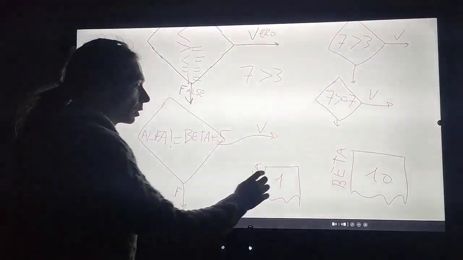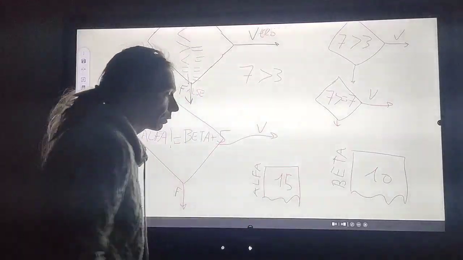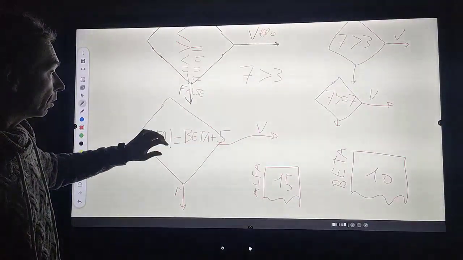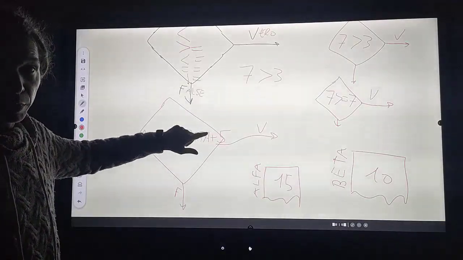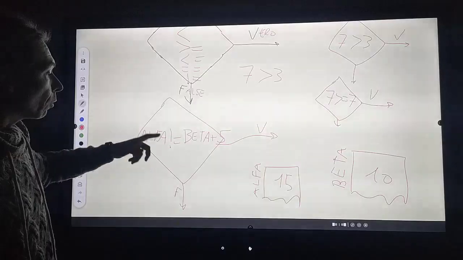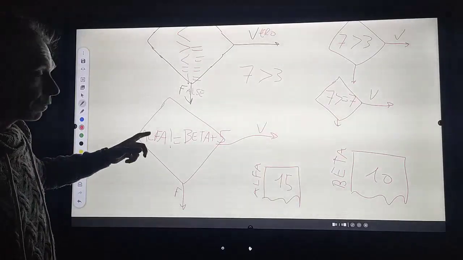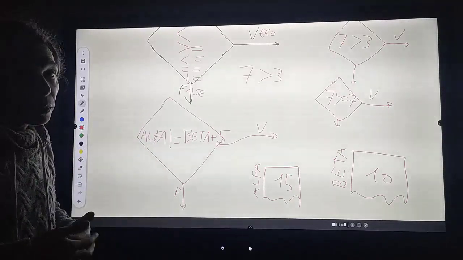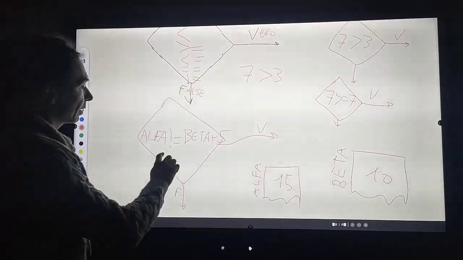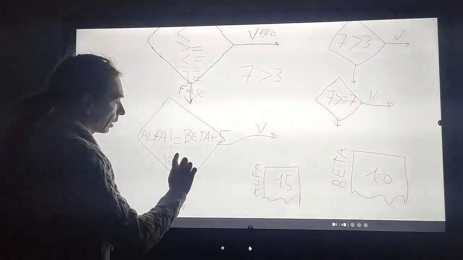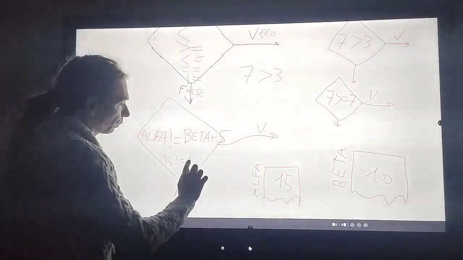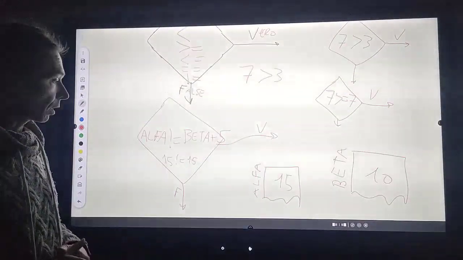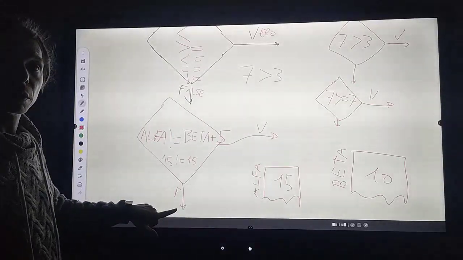But for example, if I got 15 here, 15 not equal to 10 plus 5, so to 15. Well, that's false. 15 isn't different from 15. It is equal. So, saying 15 not equal to 15 is a false sentence. And the droid will follow this path.